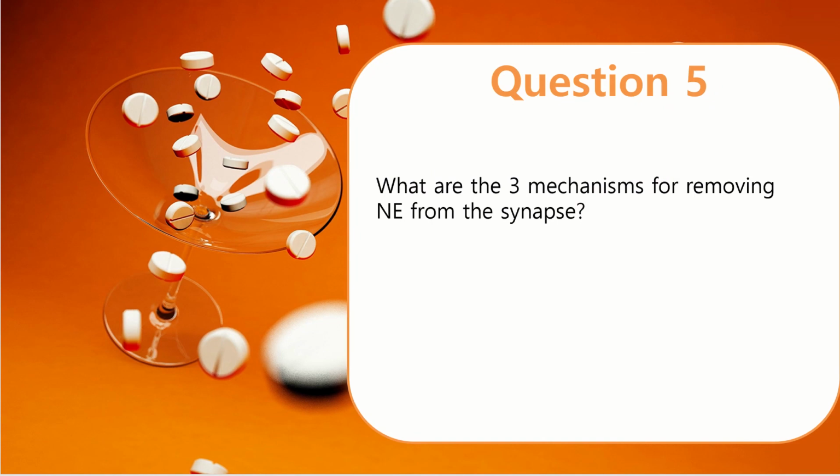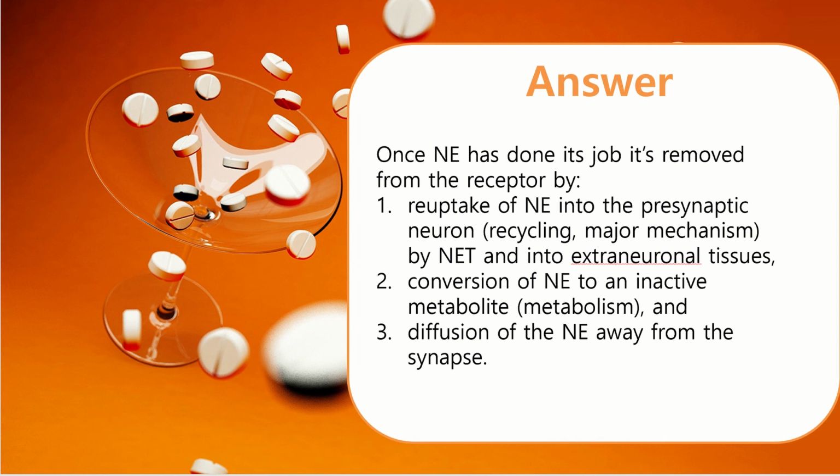All right, so this leads us to our final question, which is question 5. It says, what are the 3 mechanisms for removing norepinephrine from the synapse? So once it has carried out its duties, what are the 3 ways in which it is removed? Pause. So if you answered, once norepinephrine has done its job, it's removed from the receptor by 1, reuptake of norepinephrine into the presynaptic neuron, or recycling, which is a major mechanism, by NET and into extraneuronal tissues. NET means norepinephrine transporter.